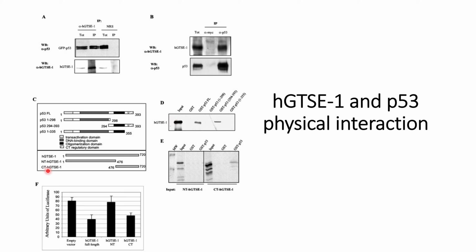Later, they decided to find out which part of p53 interacts with hGTSE. So they divided p53 into different sections, which are denoted here. They used three different sections: the first has amino acids 1 to 298, the second has 294 to 393, and the third has 1 to 355. They also used the full length p53.